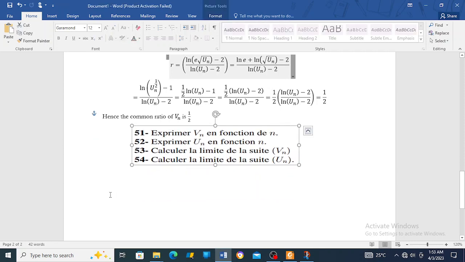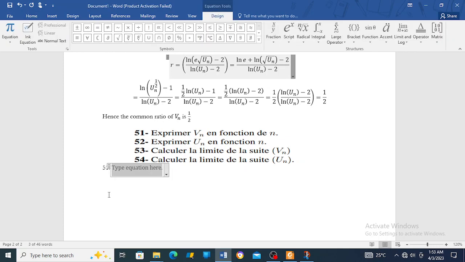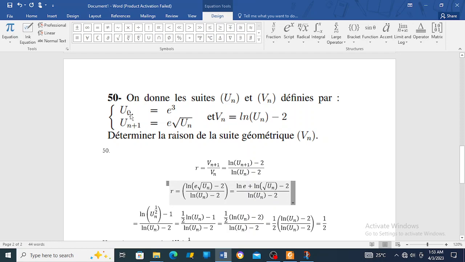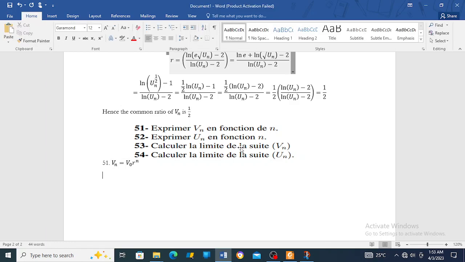It says express v of n as a function of n. So since v of n is geometric and we have information about u0, right, we can get v0. So our v of n will be equal to v0 times r raised to the power n. What is v0? So let's get v0.